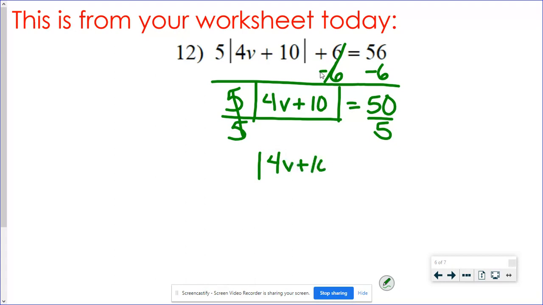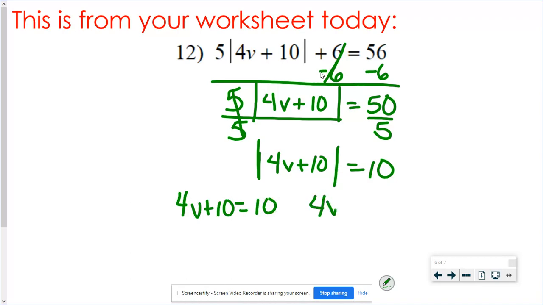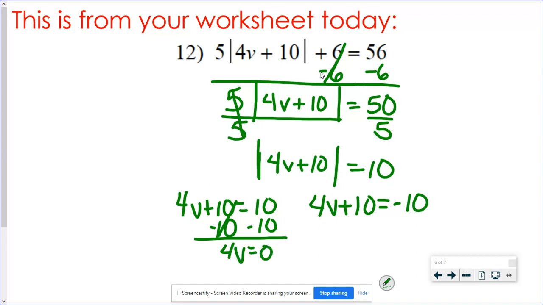|4v plus 10| equals 10. Now, two problems. 4v plus 10 equals 10. 4v plus 10 equals -10. At this point, a two-step equation should be pretty easy. We're going to get rid of our 10. So 4v equals 0. So v is 0. There's one of our answers.